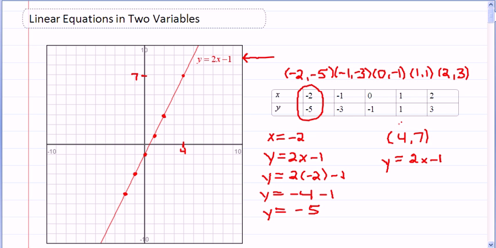And in for x, I'll substitute 4. In for y, I'll substitute 7. So that I have 7 equals 2 times 4 minus 1. And if I simplify this, I get 7 equals 7, which is a check to show that the point 4, 7 is a solution to the linear equation y equals 2x minus 1.